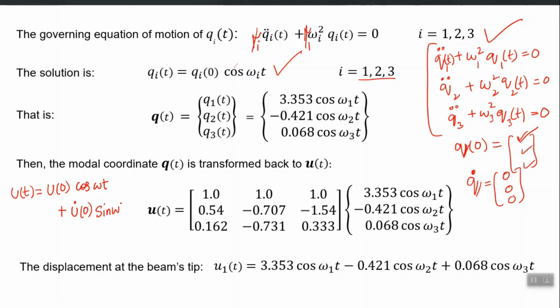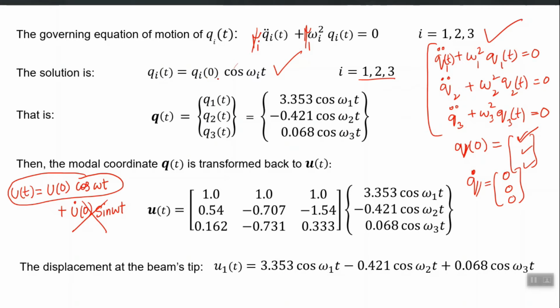When the initial velocity is 0, you will not have the second term. You will only have the first term as the solution if you only have initial displacement. Can you relate that? Can you remember the equation for free vibration of a single degree of freedom system? So let's apply that solution to each of these three equations one by one.